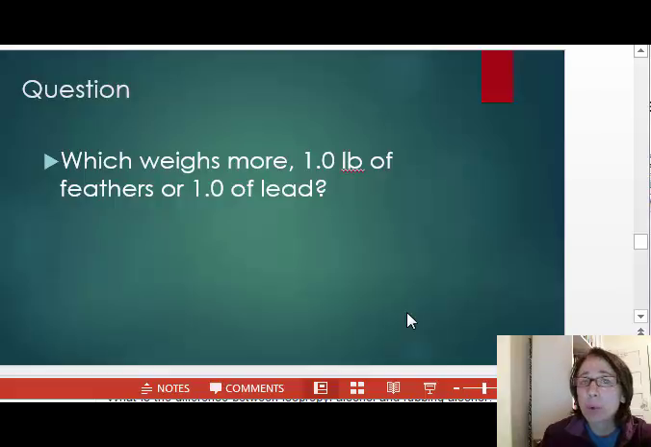Lead is much more dense than feathers, and a pound of lead could easily be held in your hand. On the other hand, a pound of feathers would take up much more volume and could not fit in the palm of your hand.